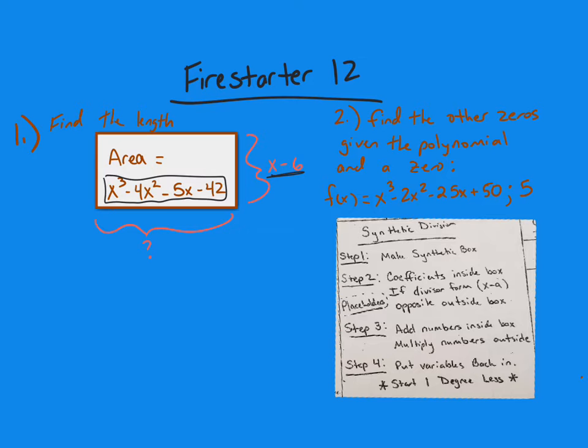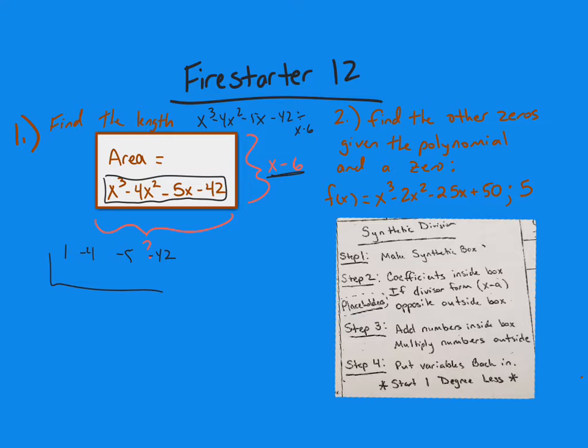So I'm going to make a synthetic division box. I'm going to put 1, -4, -5, -42. Alright. Outside the box, I'm dividing, so basically I'm taking x cubed minus 4x squared minus 5x minus 42 all divided by x minus 6.